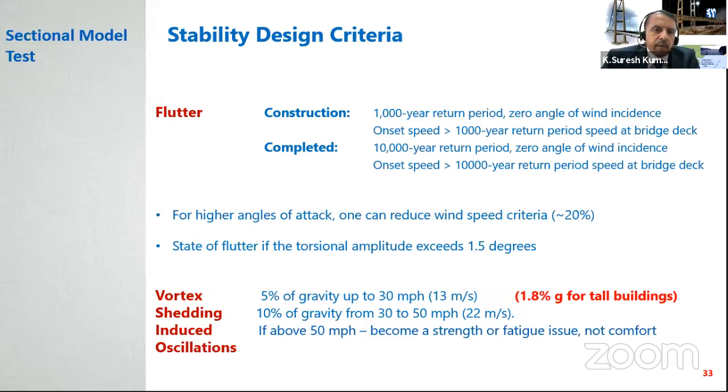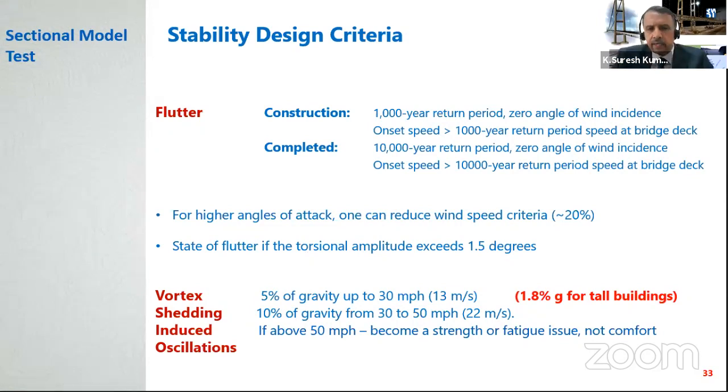These criteria are coming from the US, and we have been using them for a number of bridges. There are different versions in different countries. I'm not getting into that because you can see certain codes address 1.2, 1.3 times the design speed, and all of those criteria are available. But we frequently use this, and it has been widely used in many bridges.